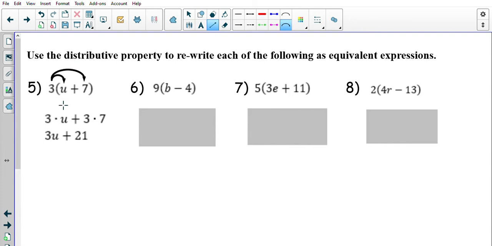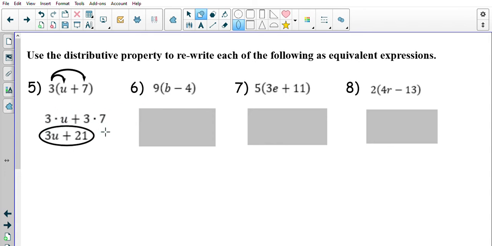That will get us 3u plus 21. 3 times u is 3u, 3 times 7 is 21. My hope is that you eventually get to the point where you don't need to show this step at all. In our next problems, I won't. Just go right to this final solution. Okay? Number 6, we're going to distribute the 9 into the parentheses.